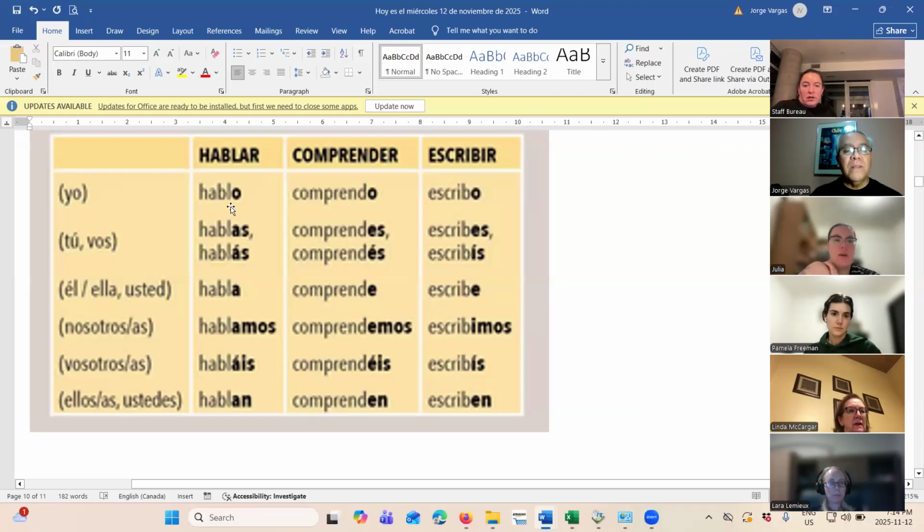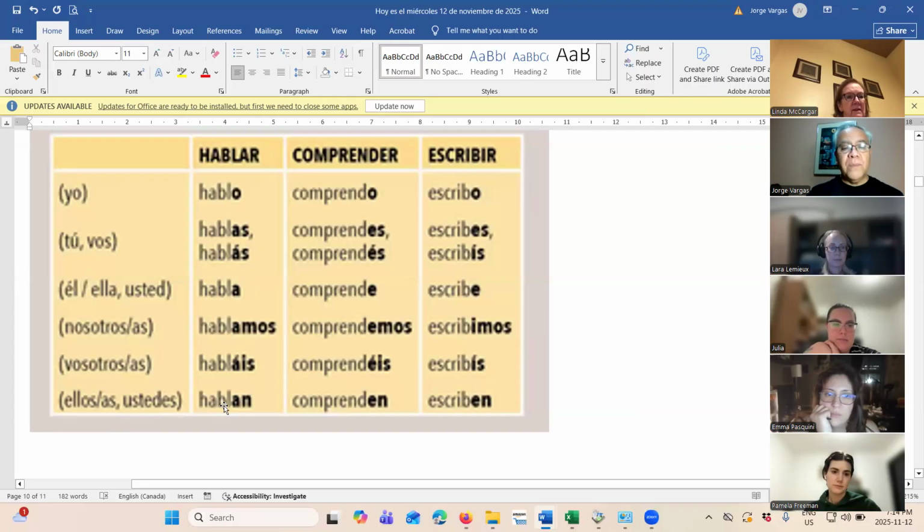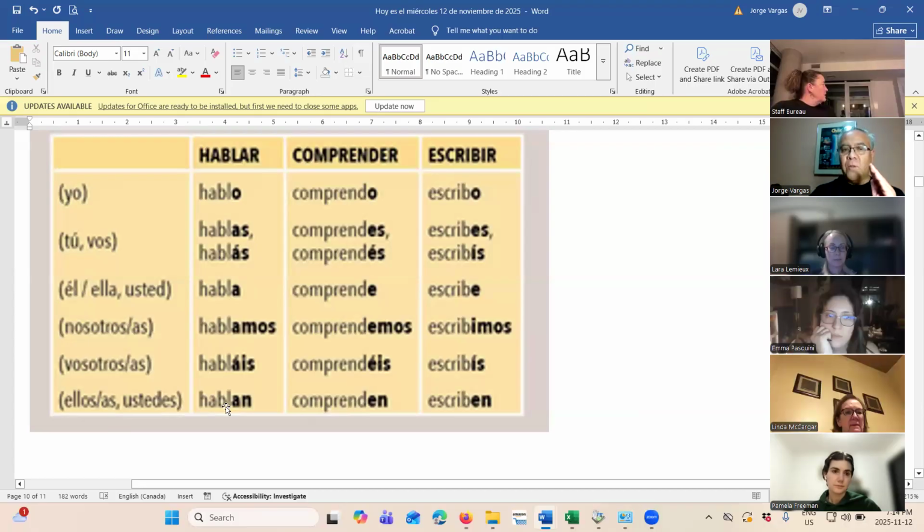Yo, hablo. Tú, hablas. Vos, hablás. Él, ella, usted, habla. Perfecto. Nosotros, nosotras, hablamos. Perfecto. Vosotros, vosotras, habláis. Perfecto. Ellos, ellas, ustedes, hablan. Perfecto. Remember that you have a set of, I would say, around 30 verbs ending in AR. So you are really able to start communicating with those verbs.